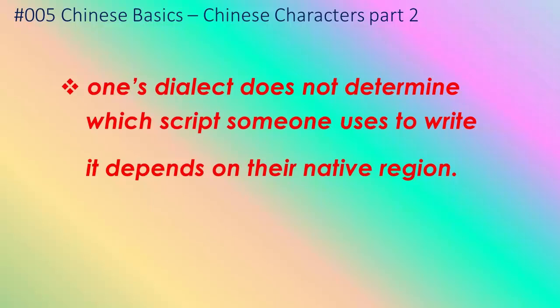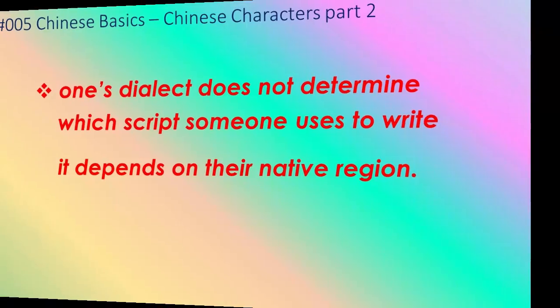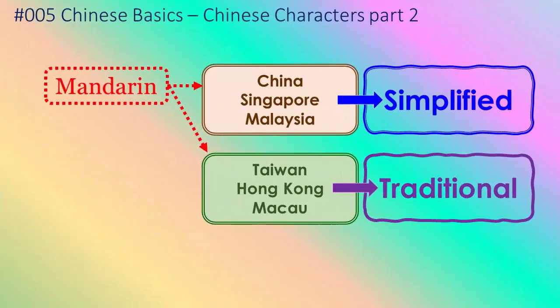In our previous session, we ended with this slide saying that one's dialect does not determine which script someone uses to write. It depends on their native region. A Mandarin speaker may choose to write in traditional or simplified depending on whether they are from China, Singapore, Malaysia, Taiwan, Hong Kong, or Macau.